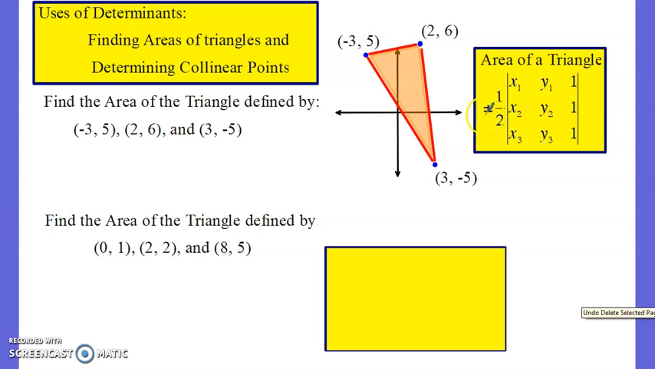You'll notice the half in front, very similar to that 1/2 base times height, but in order to substitute out that base and height, what we can do is find the determinant of a 3×3 matrix where our 3 points become columns 1 and 2. So notice we've got x, y, x, y, x, y. And then we fill in that third column of 1s.